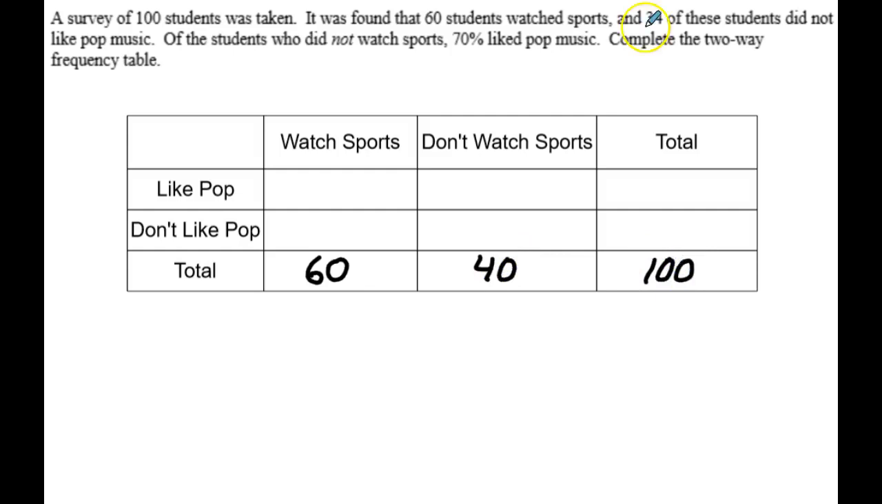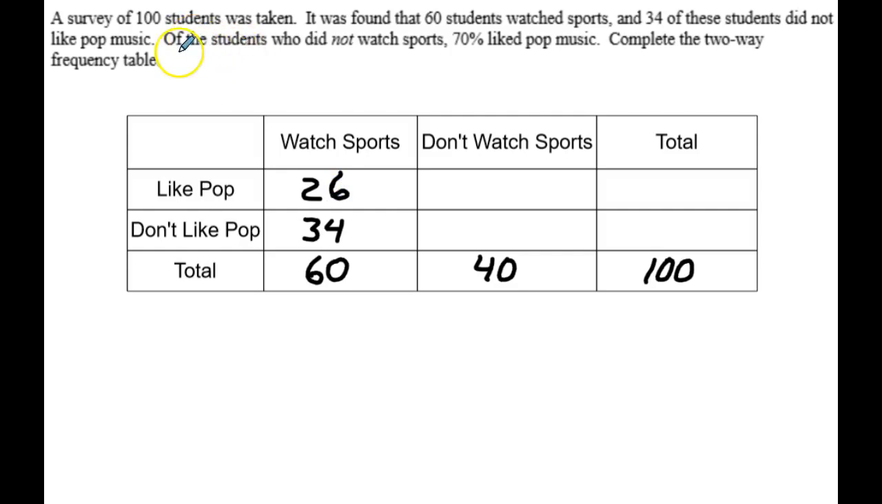Now we go to the next part. 34 of these students did not like pop music. So out of the 60, they don't like pop music. That was 34. Well, then we also can determine the number that like pop music, because this value plus this value must be equal to 60. So 60 minus 34, that means 26 of those 60 would like pop music.